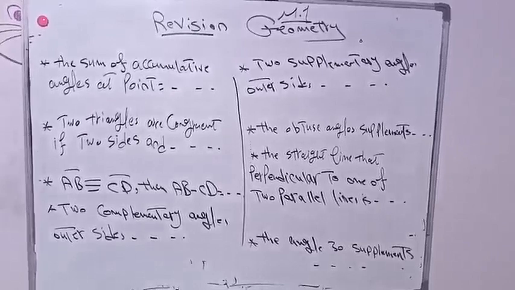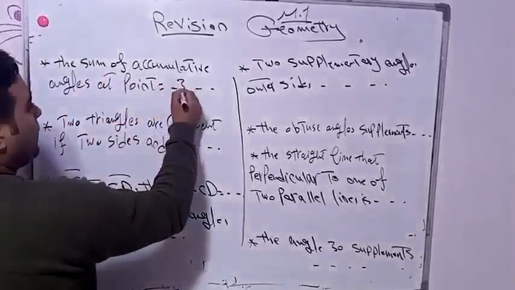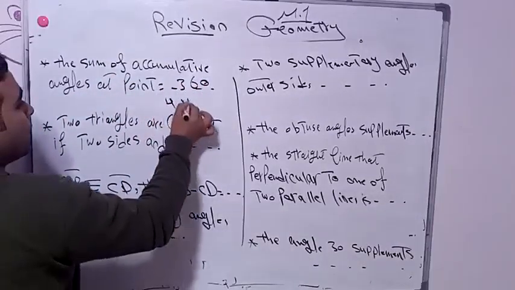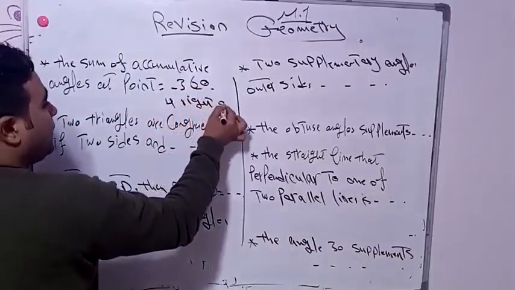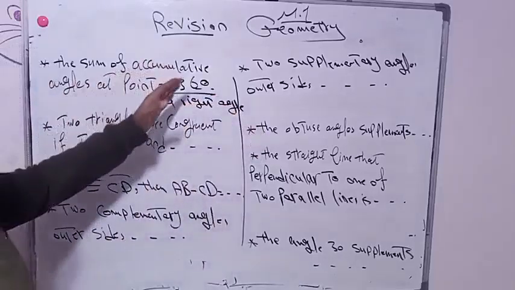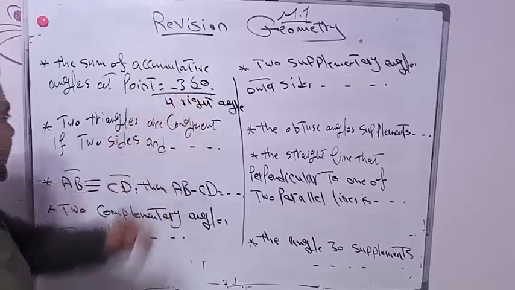My question now: the sum of accumulated angles at a point equals 360 degrees, or four right angles.